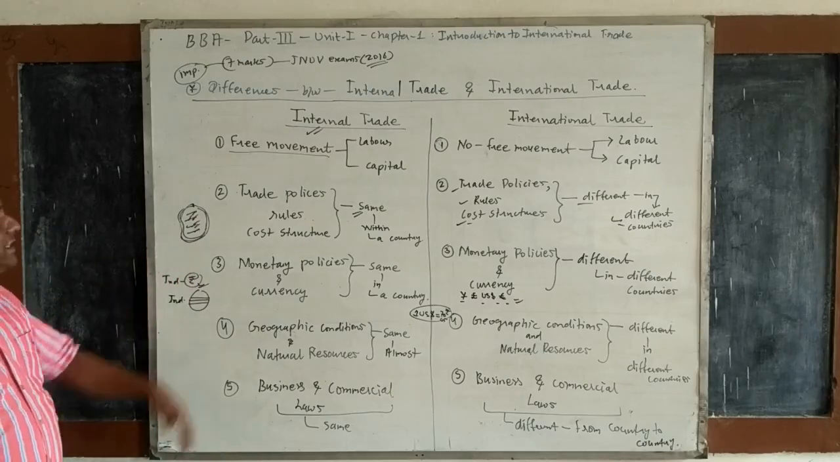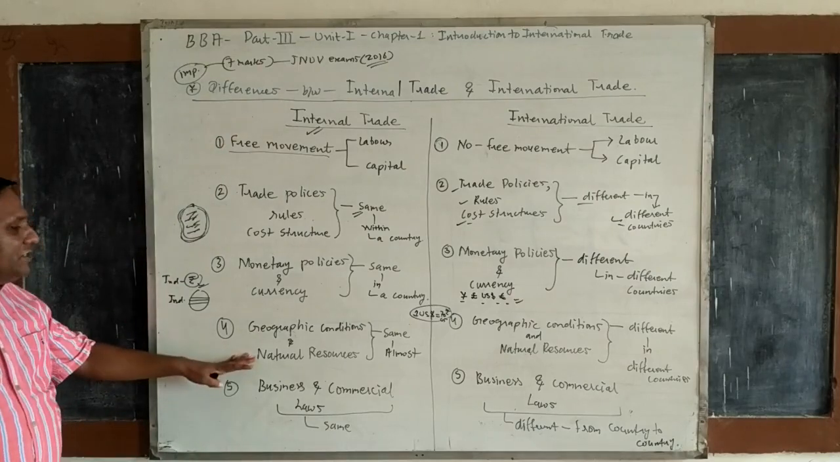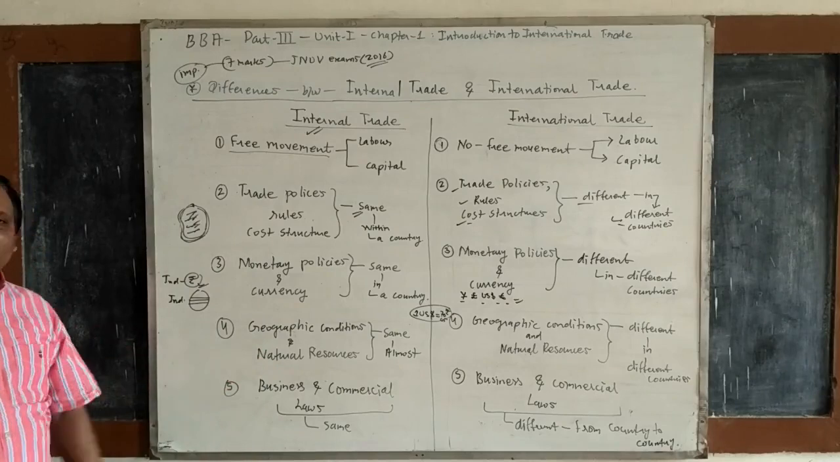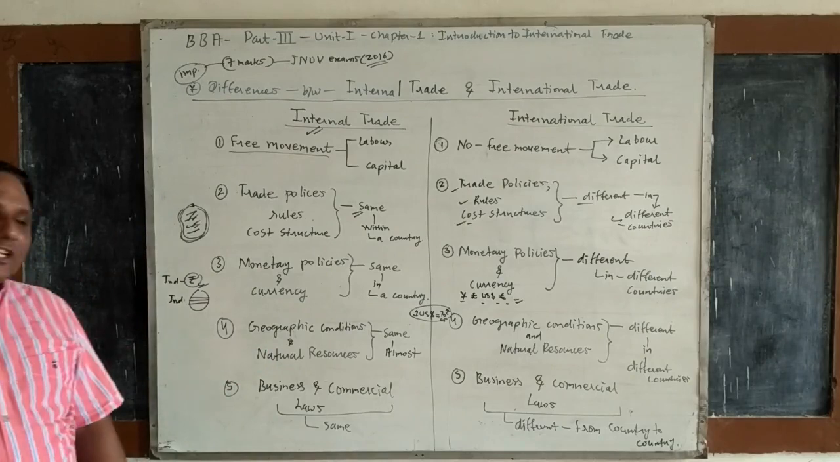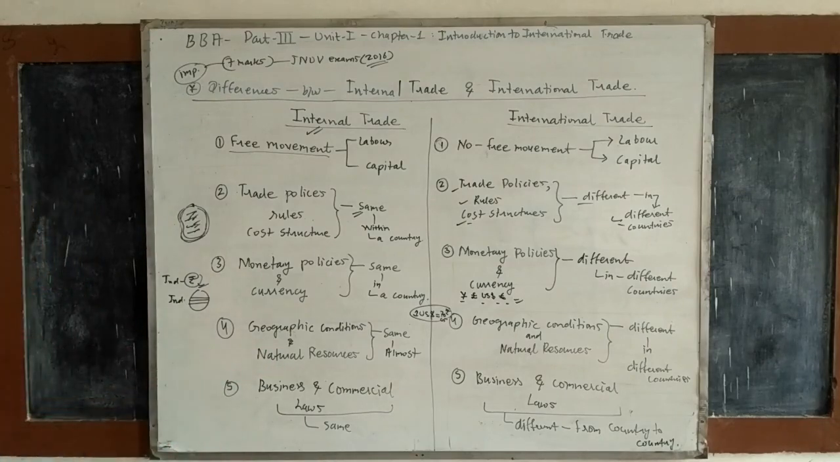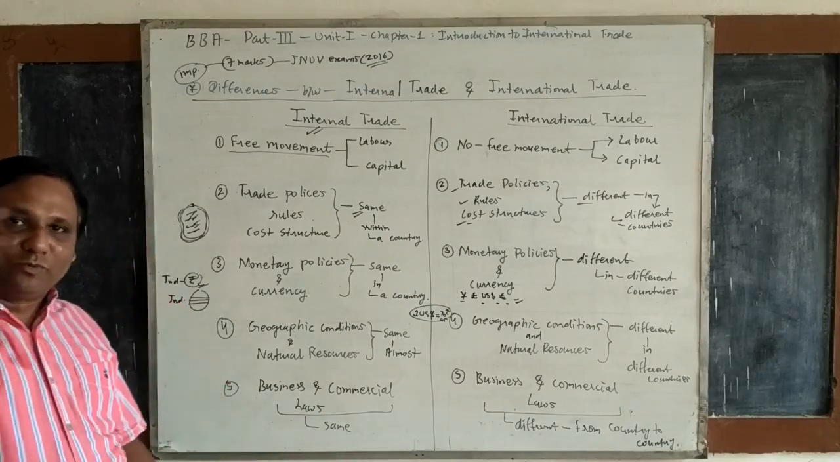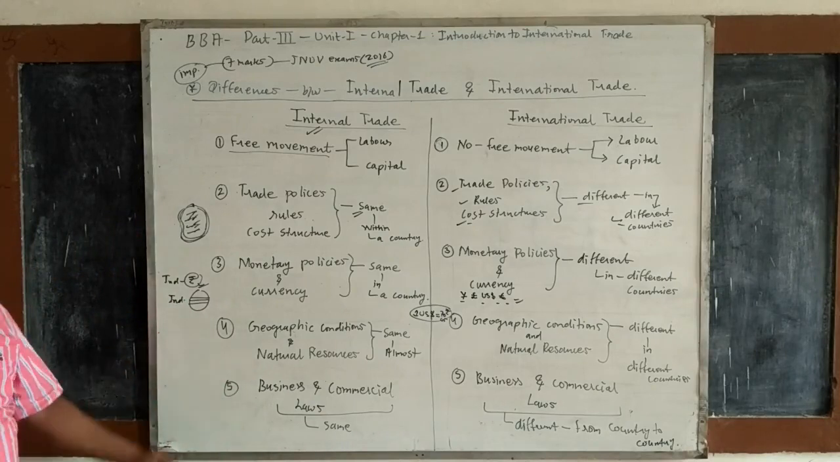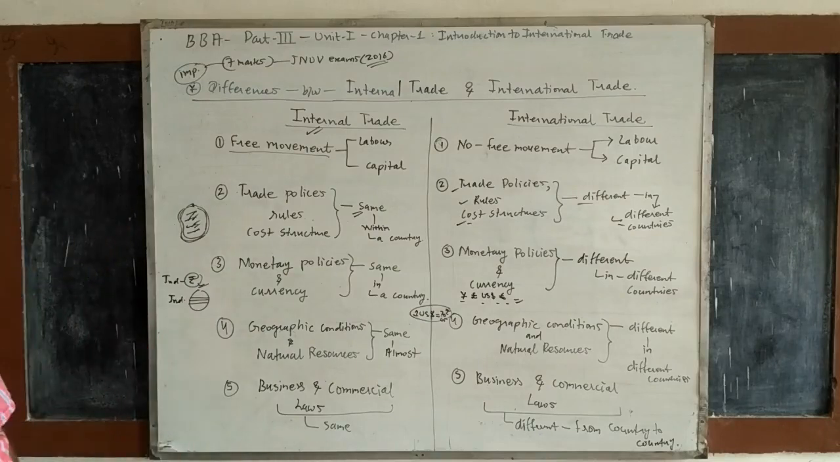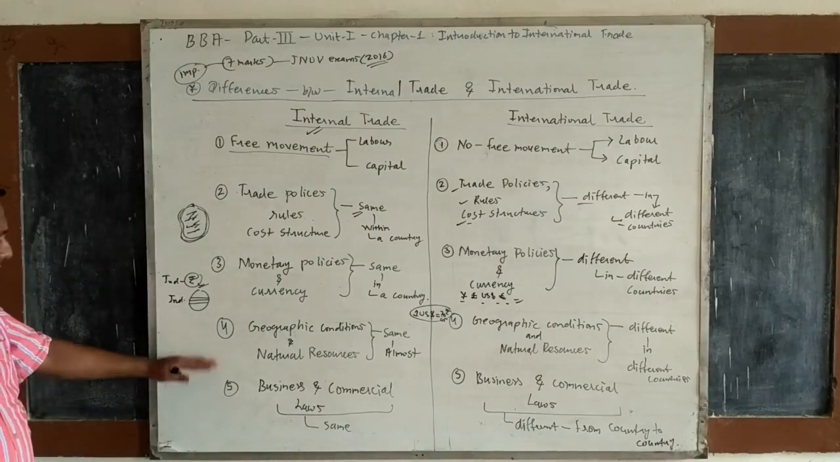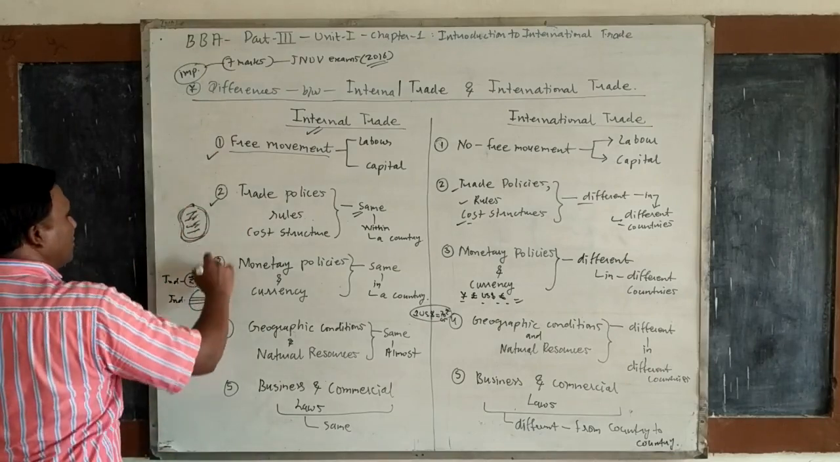So we see that in terms of internal trade, for a country, geographic conditions and natural resources are all the same, while in case of international trade, they are different from country to country. It's very important. Saudi Arabia has a lot of oil, while India also exports oil to various countries. In India, we have a lot of agricultural products, fruits and vegetables, across so many countries. Correct? So far 1, 2, 3, 4.